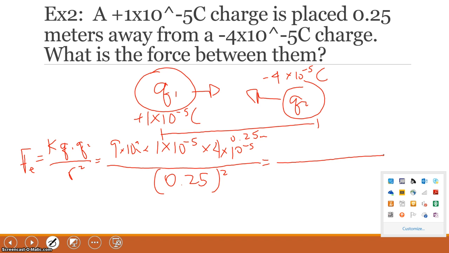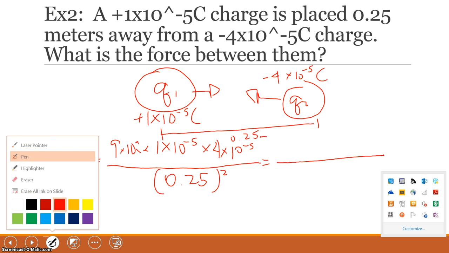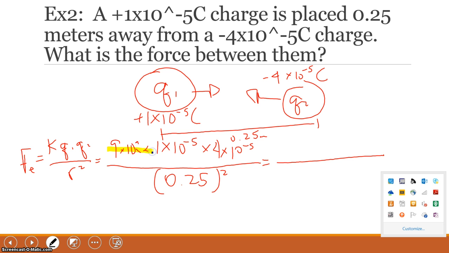All right, at this point, I want everybody to be doing the calculations, and I have a recommendation. We're going to calculate everything from the top and put it at the top, and we're going to calculate the bottom and put it at the bottom. So, 9 times 10 to the 9, times 1 times 10 to the negative 5, times 4 times 10 to the negative 5.